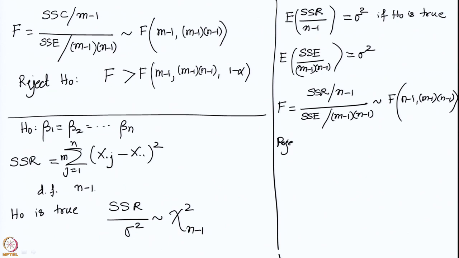And therefore we say reject the null hypothesis if this F is greater than F n minus 1, m minus 1 times n minus 1, 1 minus alpha. This is how it is done. So the two hypotheses can be tested. I would like to write down the whole thing in one table so that it becomes easier for us to understand.